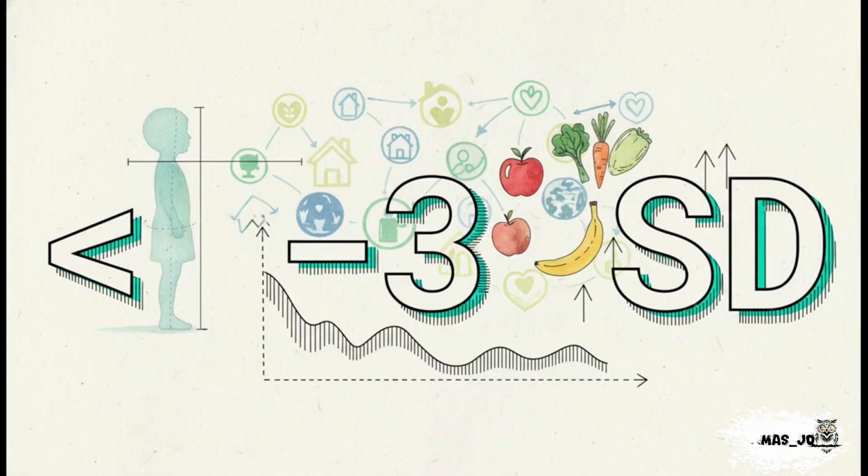And the scale goes even further. If a child's score drops below -3 standard deviations, they're then classified as severely stunted. This is a really important distinction because it helps prioritize who needs the most urgent care and helps us understand the scale of a nutritional problem in a community.